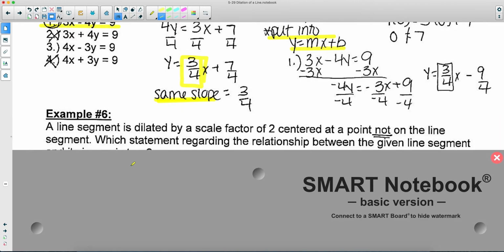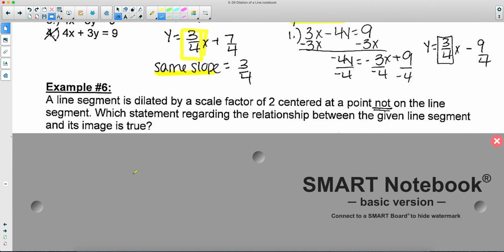All right, and then finally we have number 6, and it says a line segment is dilated by a scale factor of 2, centered at a point not on the line. Which statement regarding this relationship between the given line segment and its image is true? Okay, so line segment, dilated, scale factor of 2, but the center is not on the line. So we know that these lines should be parallel, therefore they should have the same slope, and they shouldn't have the same y-intercept. Right, so let's see what we have.